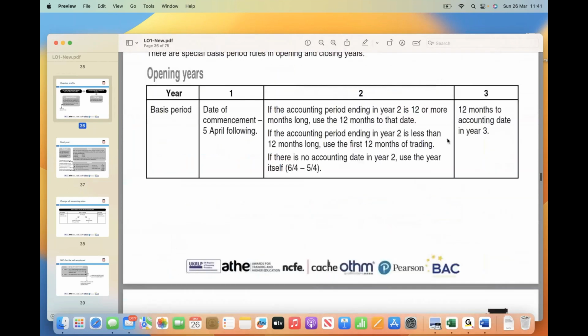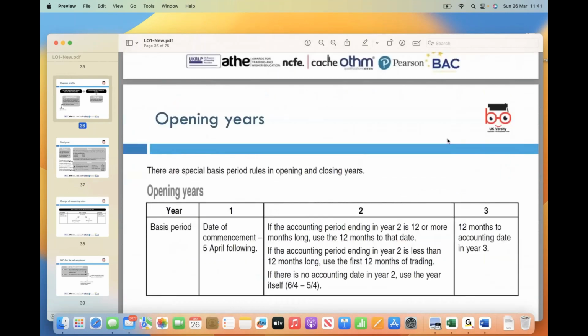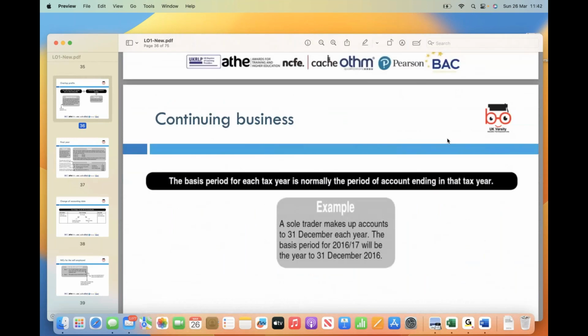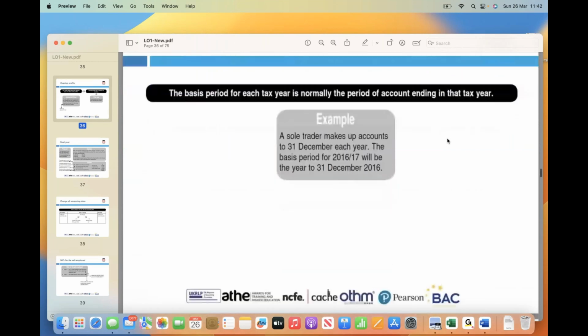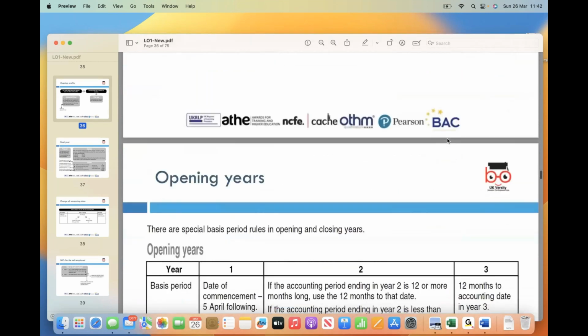So here is computing gains and losses for company businesses. The period of the tax year is normally the accounting period ending in the tax year.